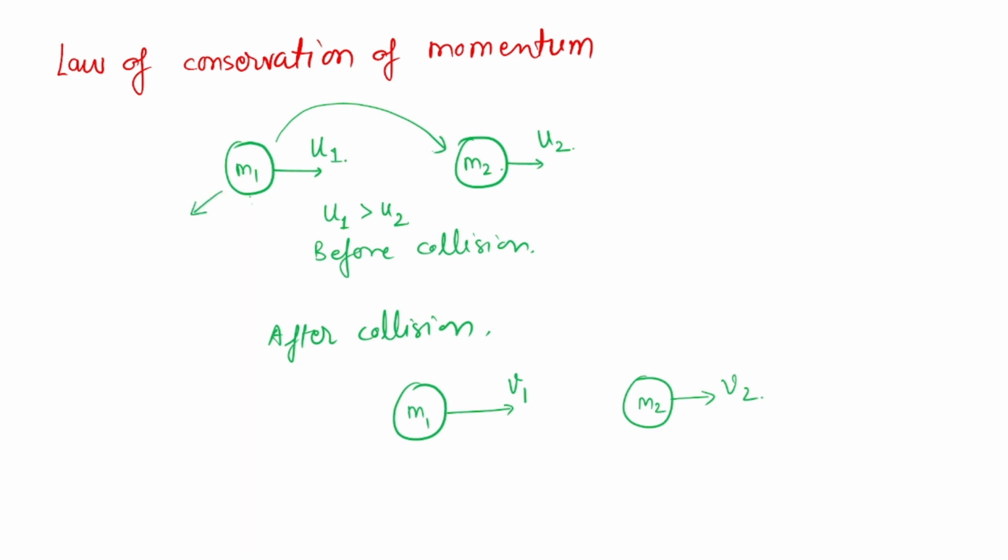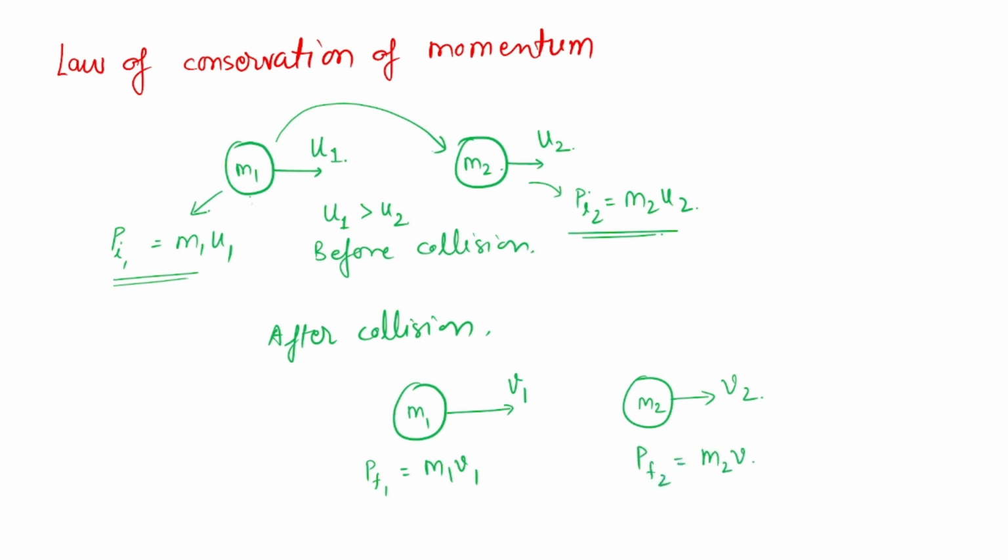Let's write the initial momentum of m1 before collision. So the initial momentum of m1, pi1, I can write as m1 u1. Similarly, the initial momentum of m2, pi2, is equal to m2 u2. I'm not doing anything new here. I'm using the same formula of momentum which we have studied just now, and I'm writing the momentum of the two masses m1 and m2 before collision. And the momentum of the two masses after collision would be pf1 equal to m1 v1, and pf2 equal to m2 v2.